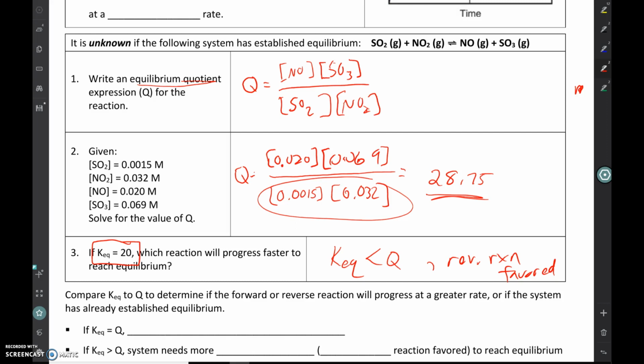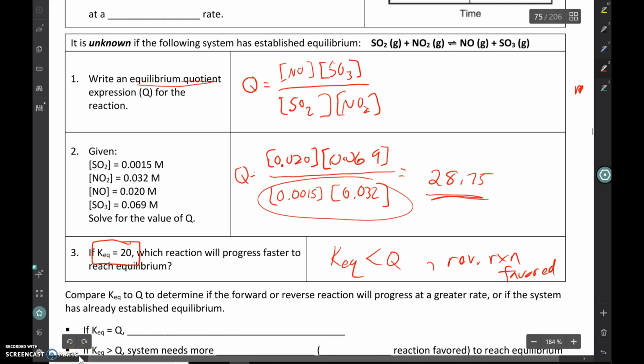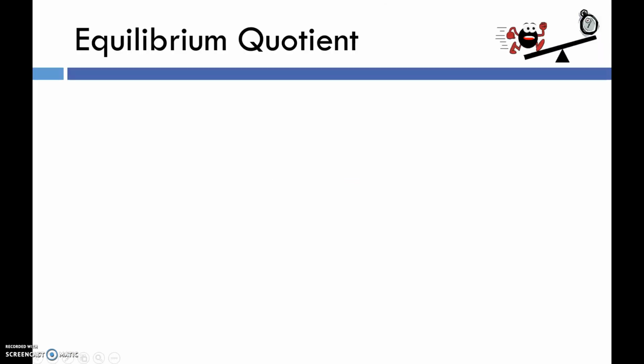Comparing Q to KEQ doesn't really tell you anything about rate or time, I guess I should say, how long you'd have to wait to establish equilibrium. Although it is usually safe to say that a Q value of 28.75, knowing that KEQ is 20, will equilibrate faster than something that has a Q value of like 100 compared to a KEQ of 20. So let's go back and talk a little bit more about what the value of Q tells us.